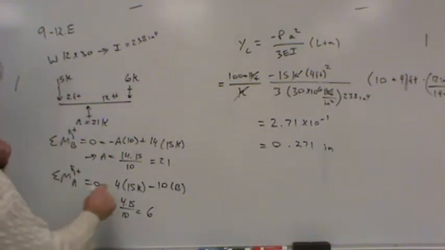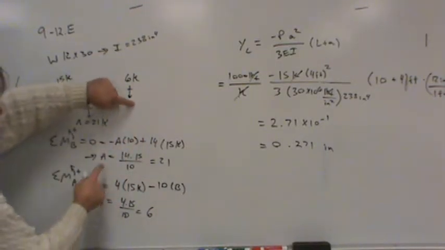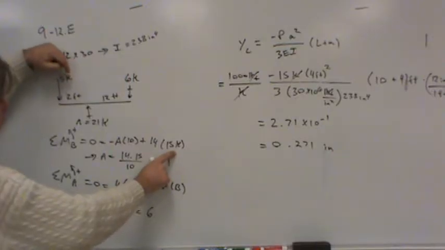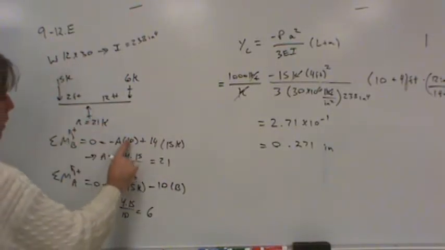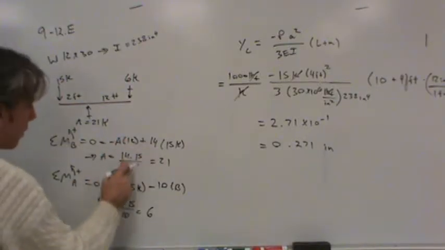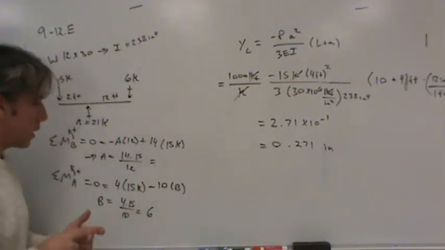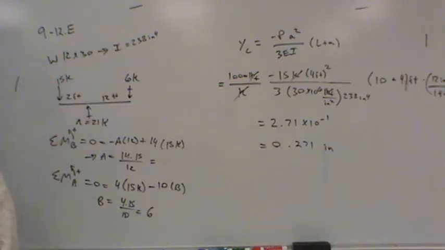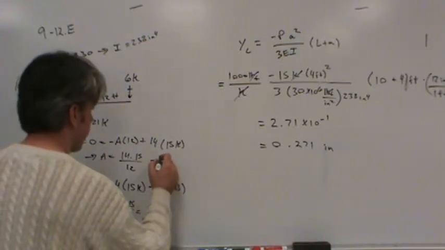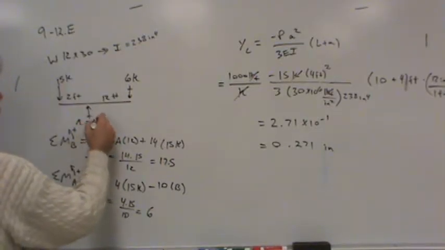Let's see. There's still 14 feet. If we're summing moments about B, which was here, there's still 14 feet out to the 15K load. Now there are 12 feet out to the reaction at A. So we have to divide by 12. So let's see what we get here. 14 times 15 over 12 is 17 and a half.